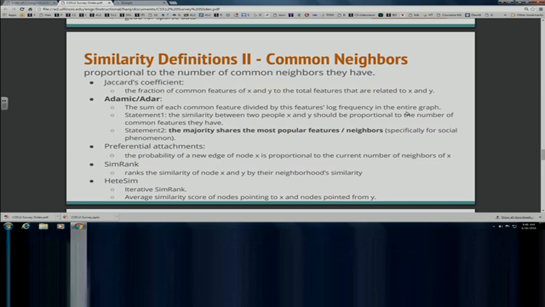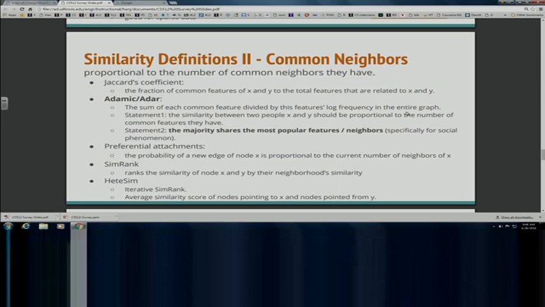This algorithm is based on two statements. The first one is that the similarity between two people, x and y, should be proportional to the number of common features they have, just like common neighbors. But the second one defines that the majority shares the most popular features and neighbors. This statement is especially good for social phenomena, and later we can show that this algorithm is really good because of this statement, and it is more accurate than other algorithms.